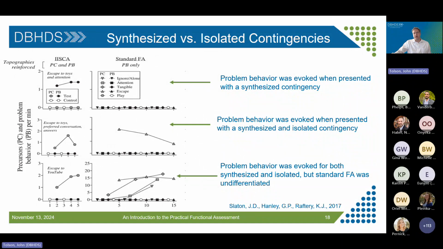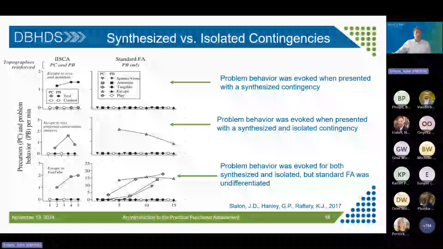In the first graph up at the top here, R1 problem behavior was evoked when presented with a synthesized contingency of escape, the toys, and attention compared to the isolated contingencies tested. In the second graph, problem behavior was evoked for both. However, each FA provided different information. During the ISCA condition, R2 or precursor behavior was emitted when the synthesized contingency of escape, the toys, and preferred conversations were provided, compared to the isolated contingency of escape only.